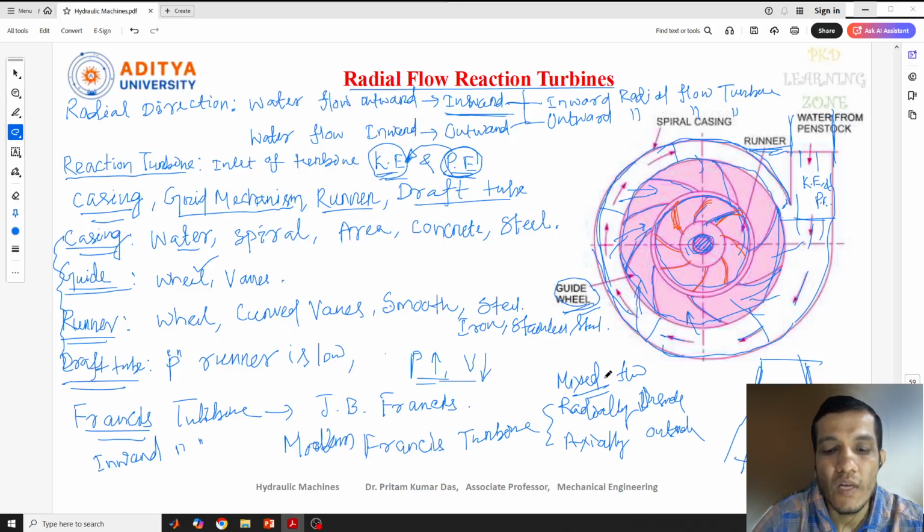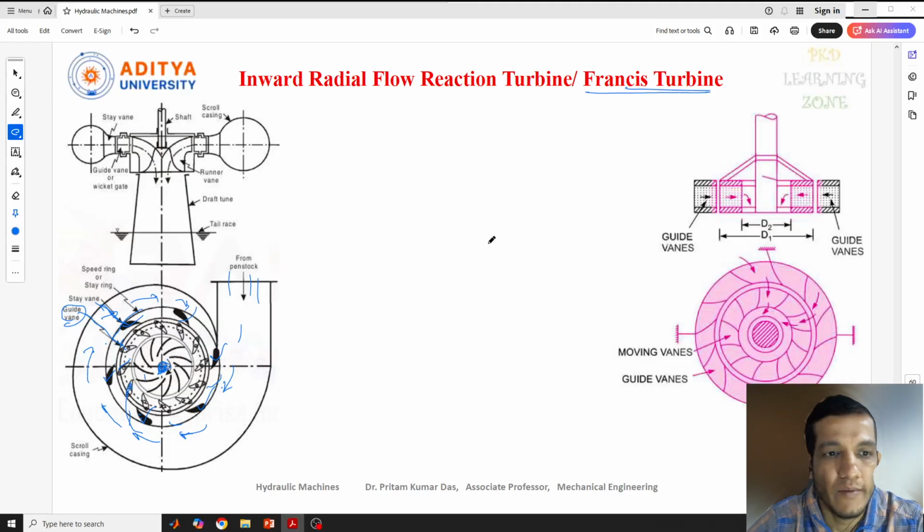Okay. Now, as I told you already, I'll tell you how the pressure mechanism is working here, or how the pressure difference is created here. I'll tell you one by one. In the Francis turbine, yeah, let's come to this one. Here also the similar diagram of the inward reaction flow turbine or Francis turbine is there. So how will this pressure difference be there?